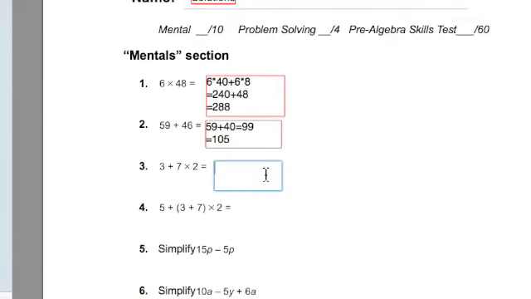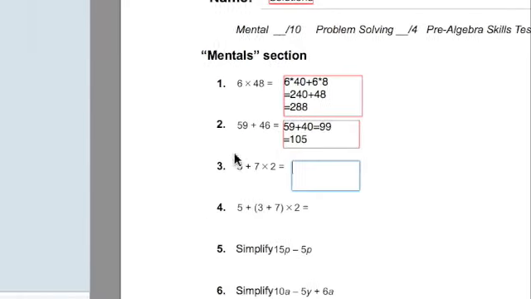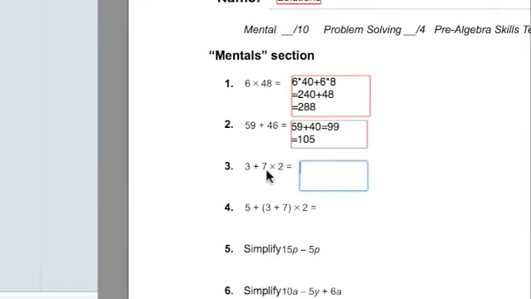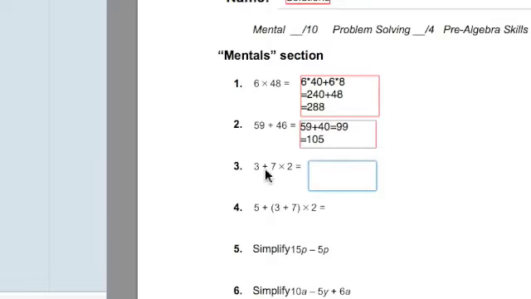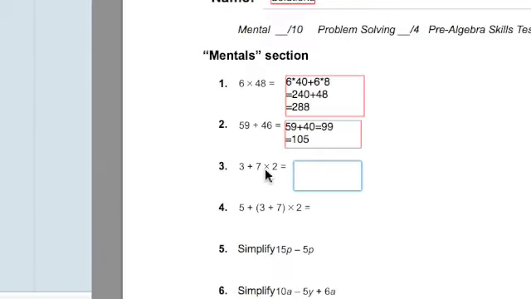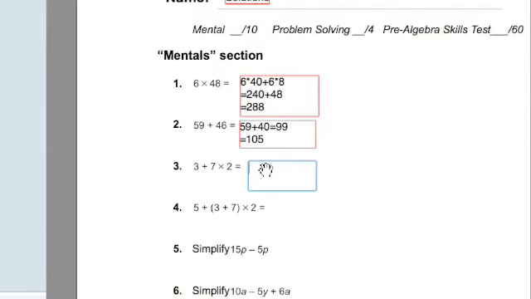Okay, now, with these kind of problems, when you've got more than one mathematical operation, the plus is a mathematical operation, the addition is a mathematical operation, and the times is a mathematical operation as well. So we have to do, according to our rule of order, the multiplication first. So it would be 3 plus 7 times 2 is 14. And then the second step would be to do the addition, 17.